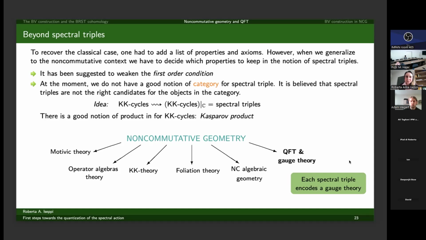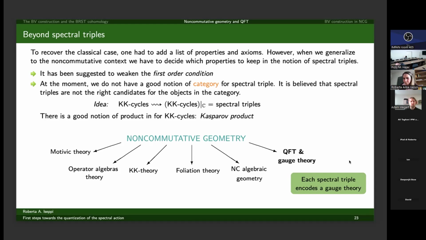What I was told is that people are currently investigating the possibility of having KK cycles as objects of the category, but then of course things get even more complicated, and the analytical details are really difficult. For what I know, there are people working on that, but I don't think that they've succeeded in finding a category for these objects. As I said, they're going more in the direction of seeing spectral triples as a particular subclass of objects in a bigger category. But it cannot be just restricted to spectral triples themselves.